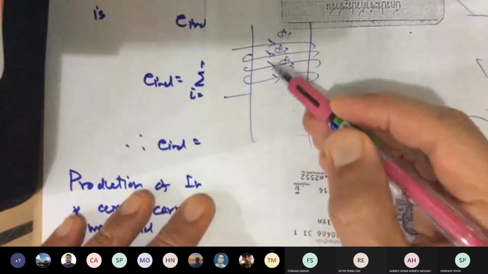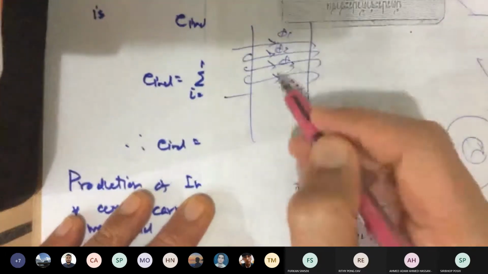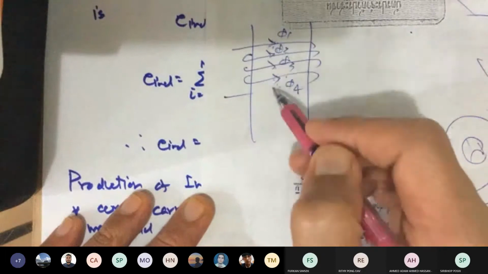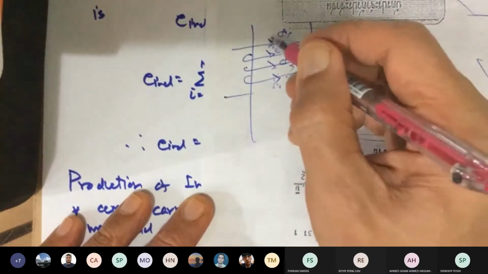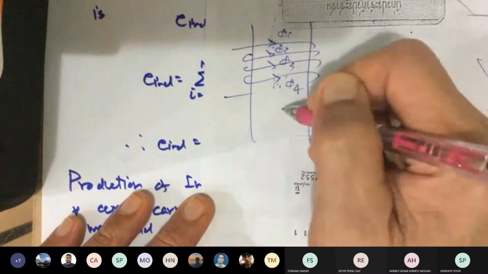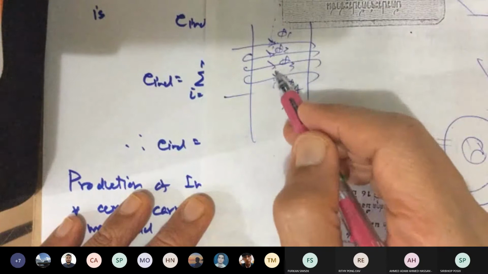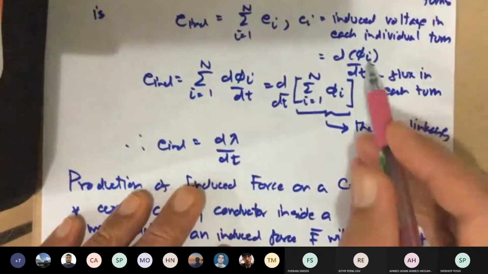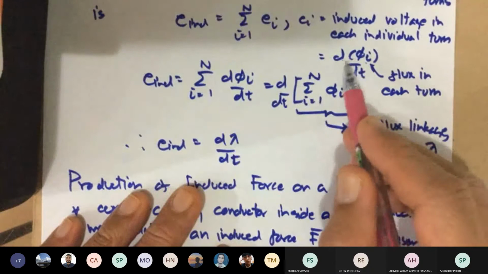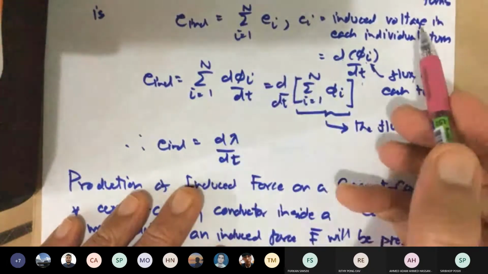Notice that the flux in each turn would not be the same. The edge winding turns are weaker, right? No neighbor on the top or no neighbor on the bottom. Turns 2 and 3 are sandwiched, so they have stronger phi. That's why the equation is shown here: d phi_i by dt. And it's the sum of these.